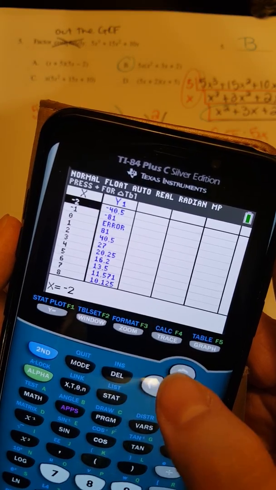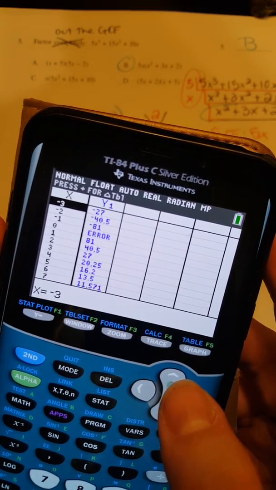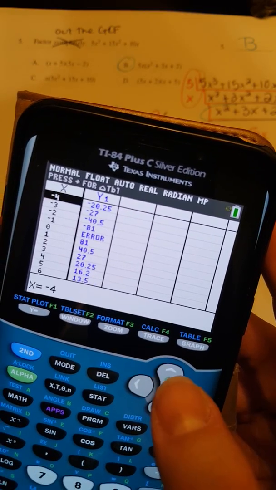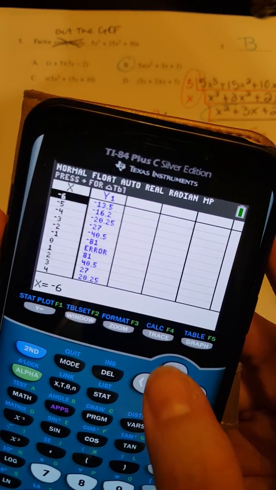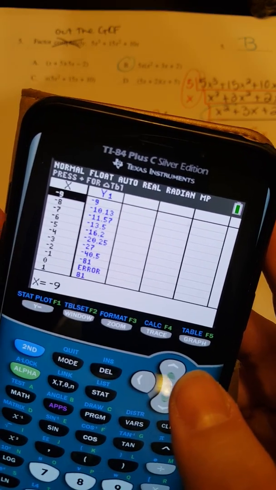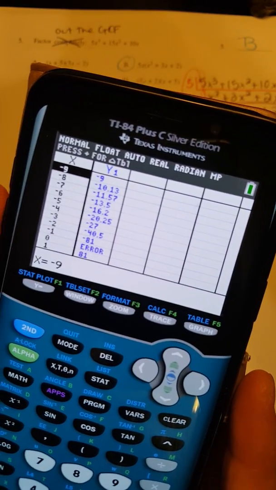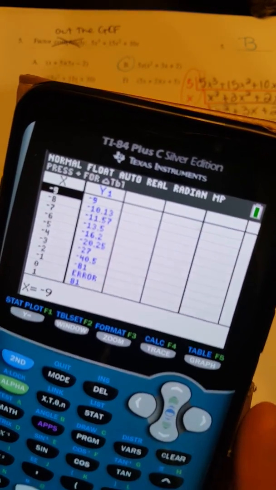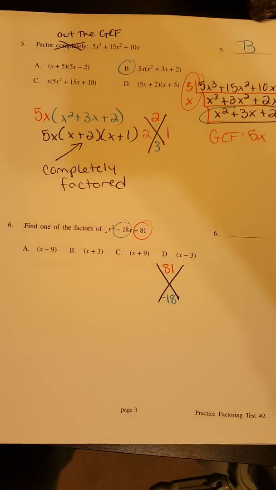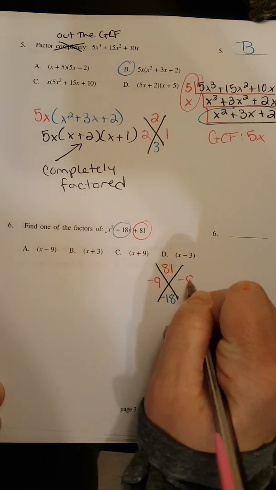We're going to skip all decimals. Negative 3 plus negative 27 gives me negative 30, so that's not going to work. Skip the decimals, lots of decimals. Negative 9 and negative 9, hey, negative 9 times negative 9 gives me 81, and negative 9 plus negative 9 gives me negative 18. So let's go back here, and we know we have negative 9 and negative 9.